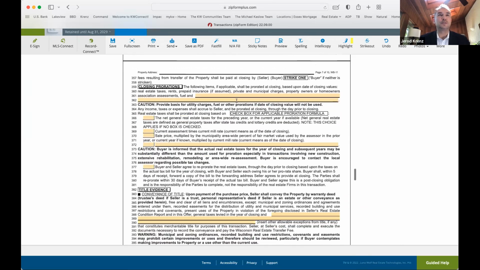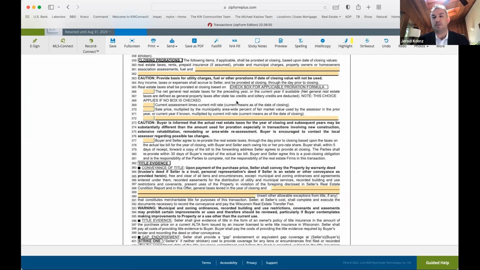Seeing none. Closing proration. So everything's prorated. The propane, there's a propane tank there, that's prorated. Electricity, all that good stuff. The most important thing here, they talk about real estate taxes. Now lines 366 through 377, these all talk about real estate taxes.